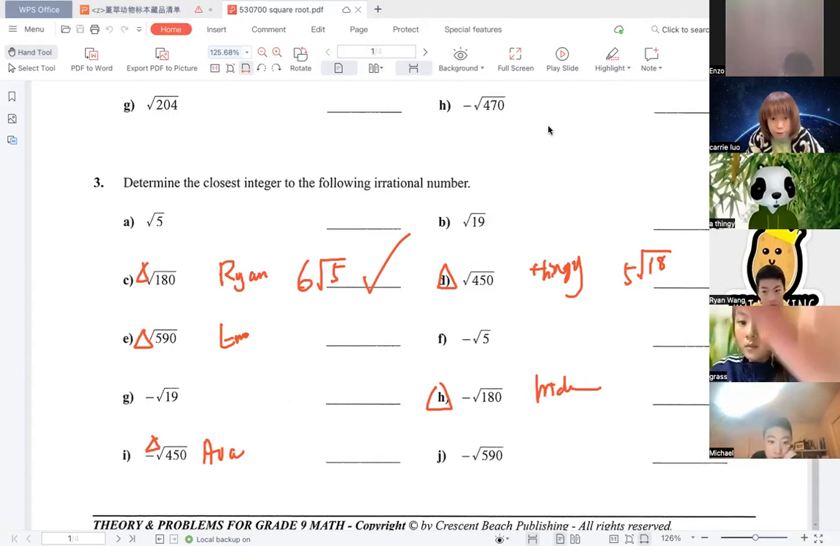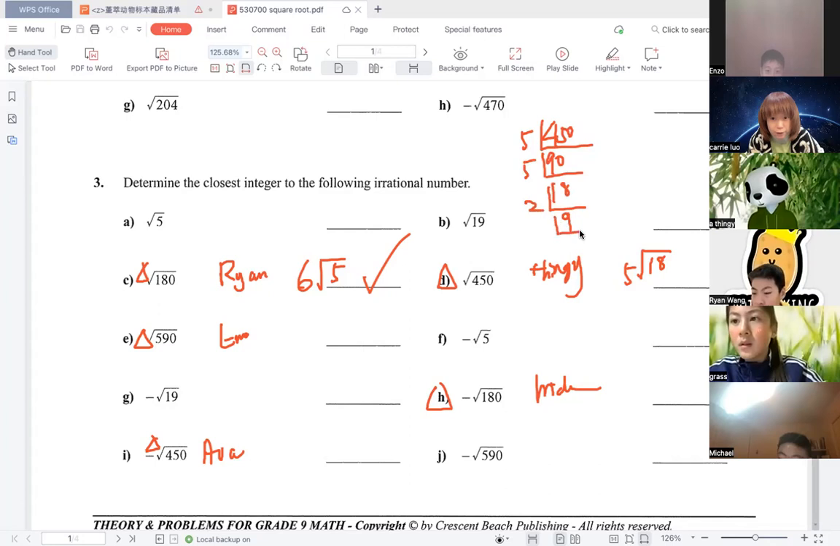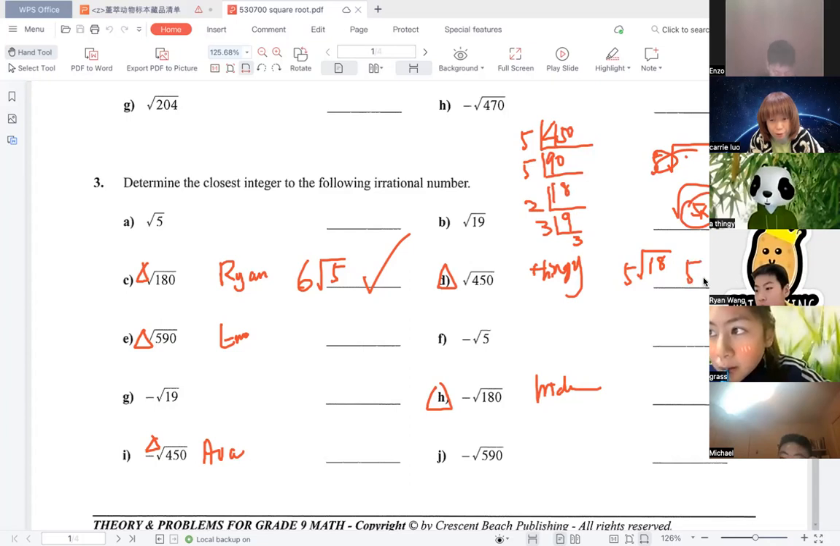Yeah. Okay, so let's see. 450 divided by 5 is 90. 90 divided by 5 is 18. 18 divided by 2 is 9. 9 divided by 3 is 3. Correct? So it's square root 5 times 5 times 3 times 3 times 2. Correct, everybody? So if you see, the two 5s came out as one 5, and the two 3s came out as one 3. So the answer should be 15 square root 2. Understand, Athene?